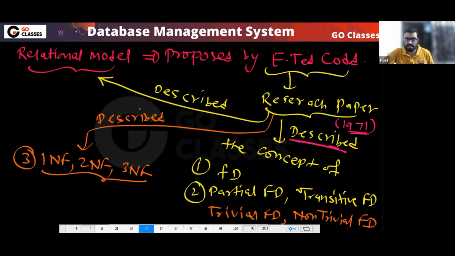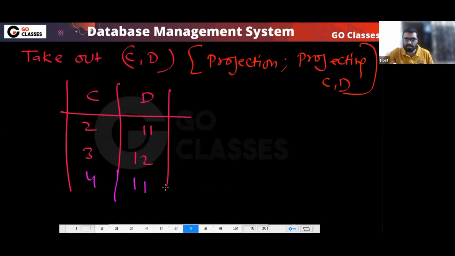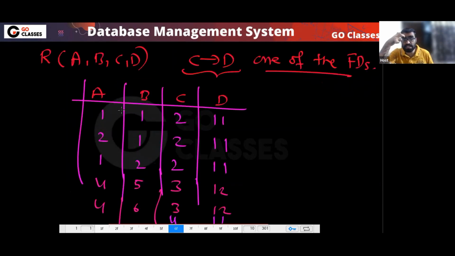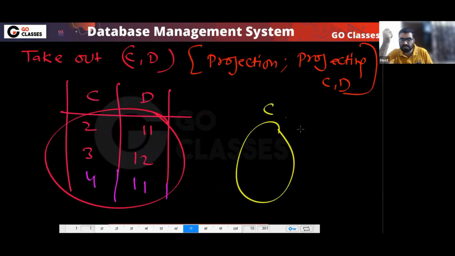So what I'm asking is, if you take out only C comma D, then this is what you are going to get. And this is actually a function, yes or no? The point is very simple: if you only take out this C comma D, then you are going to get a function. I can represent this as a function.